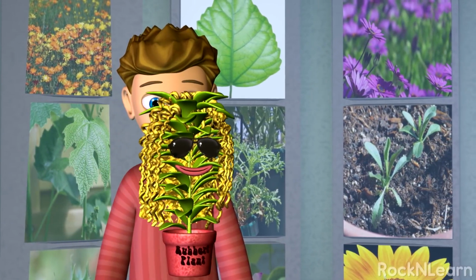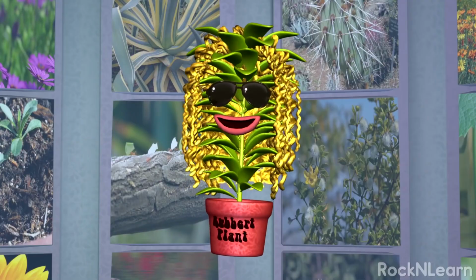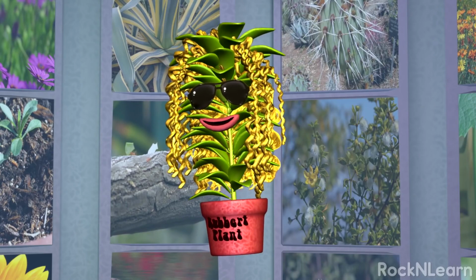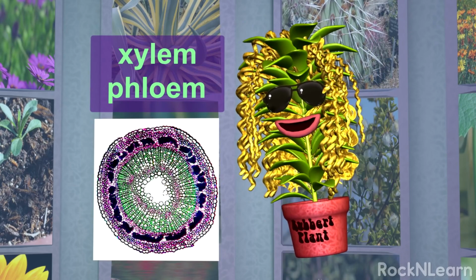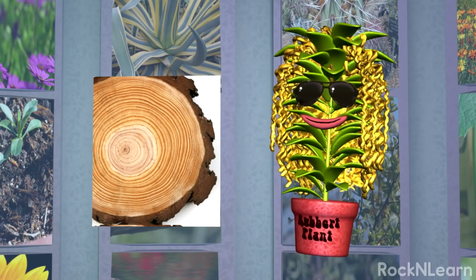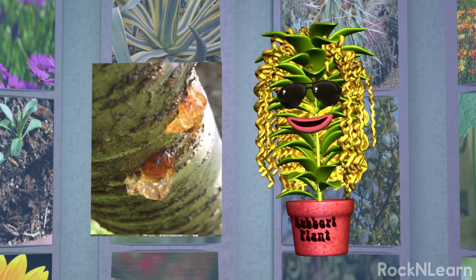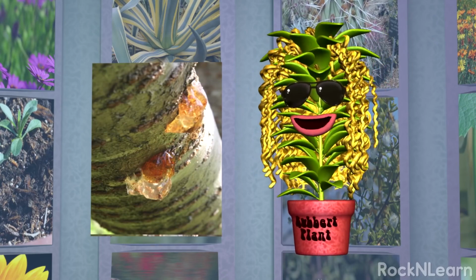Look! It's Rubbert Plant! I want to get his autograph! Hey kid, let me tell you my experience with xylem and phloem. They are kind of like the circulatory system of the plant. When someone chops down a dead tree, those rings are what's left of old xylem cells. And if you ever see sap dripping from a tree, that sap usually comes from the phloem.